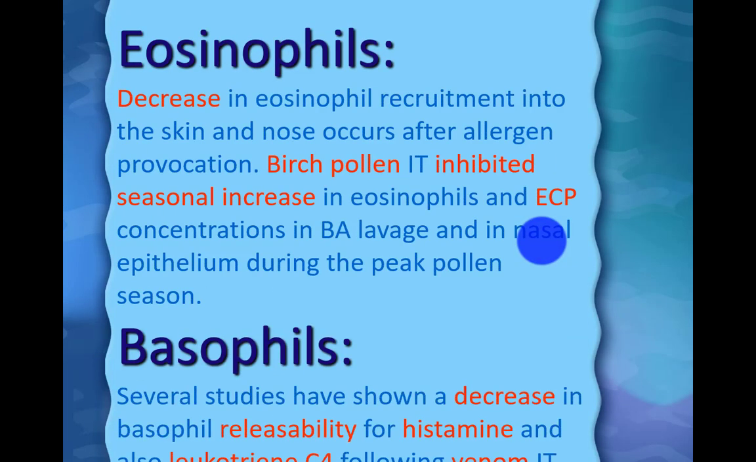Eosinophils: decrease in eosinophil recruitment into the skin and the nose occurs after allergen provocation. Birch pollen IT inhibits seasonal increase in eosinophils and ECP concentration. Basophil: several studies have shown decrease in basophil releasability for histamine and also leukotriene.